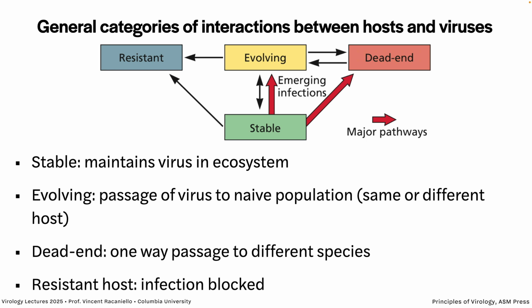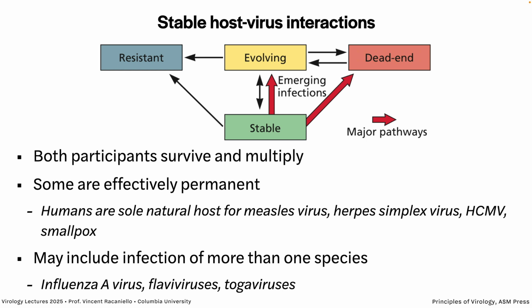Now, these are related to each other. The stable can contribute viruses to resistant, to evolving, or to dead-end hosts. So the major pathways are these two big red arrows. So the stable systems can contribute to dead-end or evolving systems. Then there's a little bit of interplay among the others as well. Okay, so let's look a little bit more deeply at each of these.